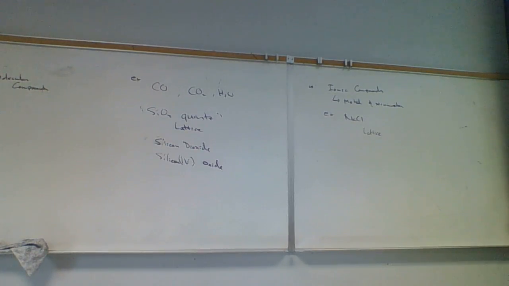Okay, these are the rules for naming binary molecular compounds. Now, what is binary? Binary just means two elements. And so these are compounds formed from two elements. Examples of binary would be H2O, because we only have two elements, hydrogen and oxygen.